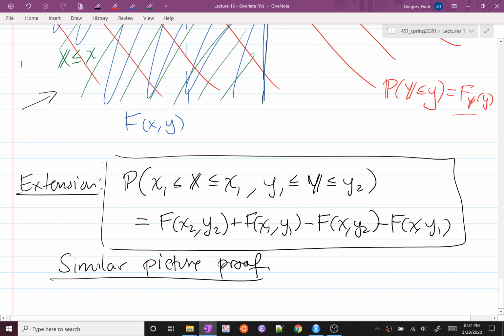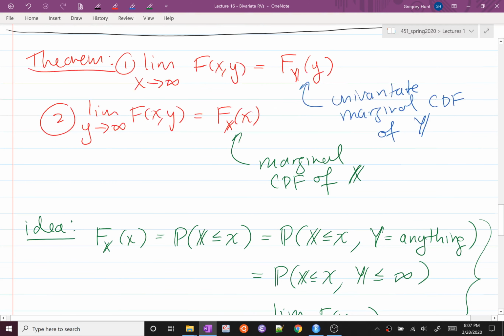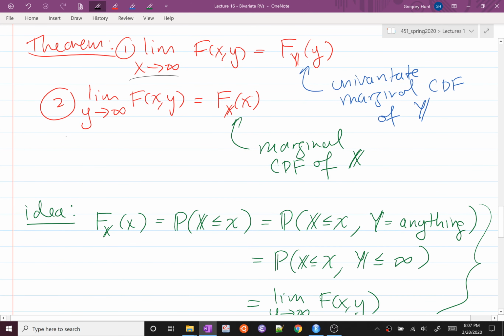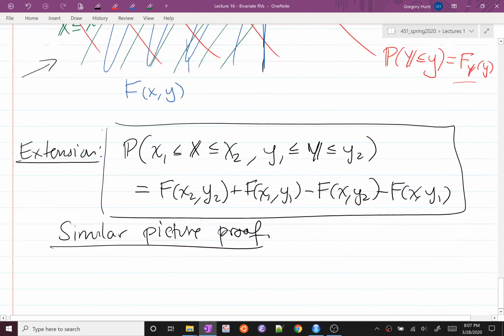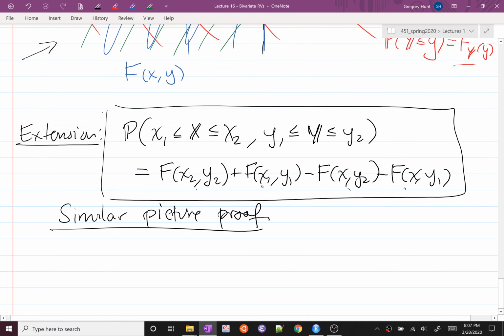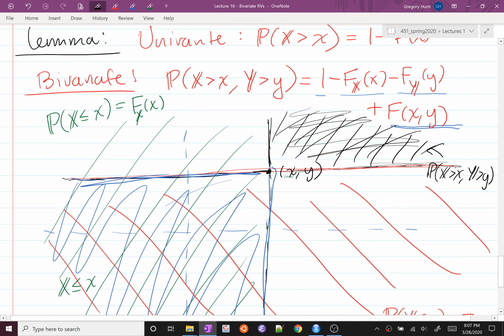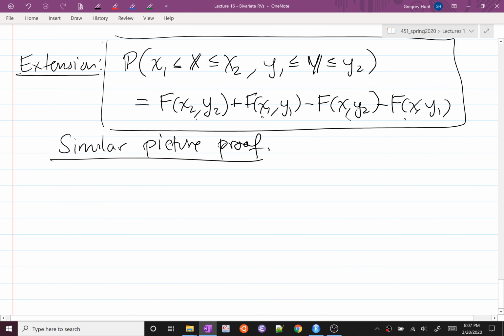And, oops, this should be a y2 or x2. And you'll get that because of this theorem up here. If I were to send off either x or y of the joint CDF, I'll get the marginals. And so you can imagine if I send off certain ones of these, certain terms in this formula will reduce to the marginals, and it will give me exactly the formula of the more basic lemma here. So that's an exercise for home that you can think about how to do.